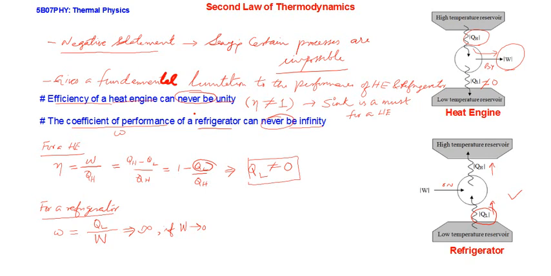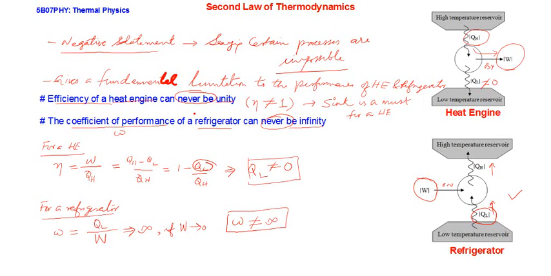So if heat has to be further removed from an already low temperature reservoir, there must be some external aid, and you know that external aid comes in the form of what? Work done, right? So the coefficient of performance of a refrigerator can never be infinity. So omega is not equal to infinity. For any refrigerator, omega will never be equal to infinity.